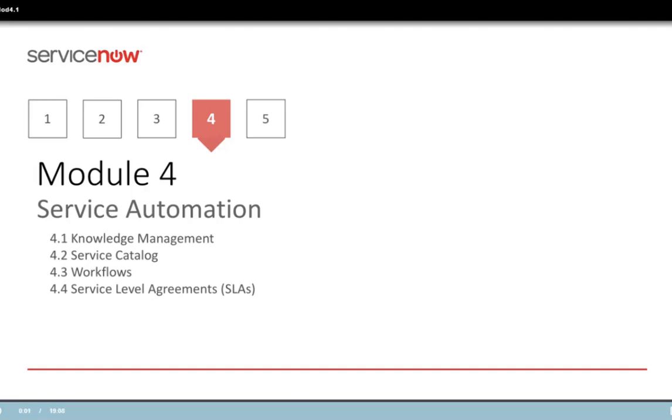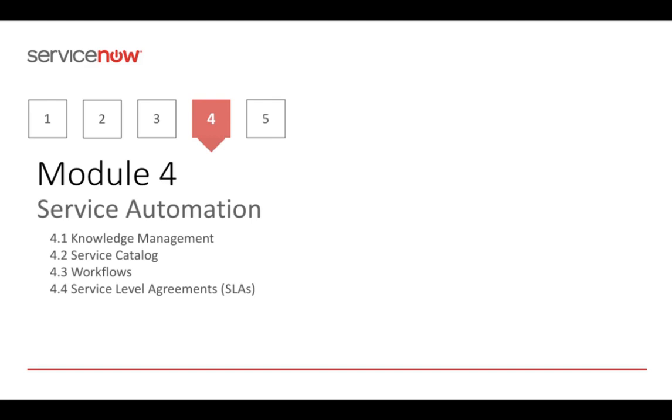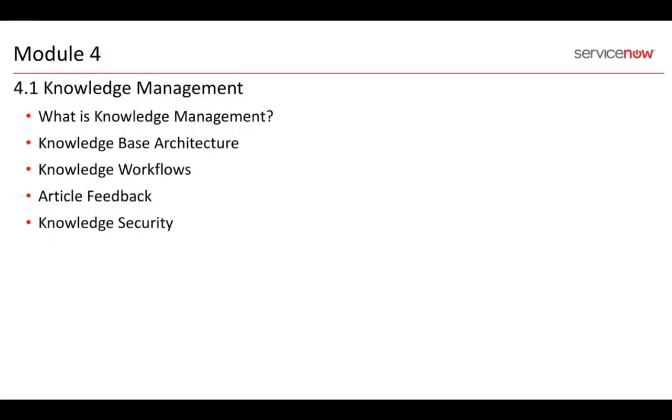All right, and we are getting here into Module 4 now, into service automation, where we get to automate a lot of our services. Get into the knowledge management, our knowledge base, that's where we're going to start, into our knowledge articles, the knowledge base architecture. So Module 4.1 is the first one. Knowledge management as a whole, the knowledge base architecture, different workflows that we can have for our different knowledge bases. Feedback, where we're getting feedback into our knowledge management system from people using these articles.